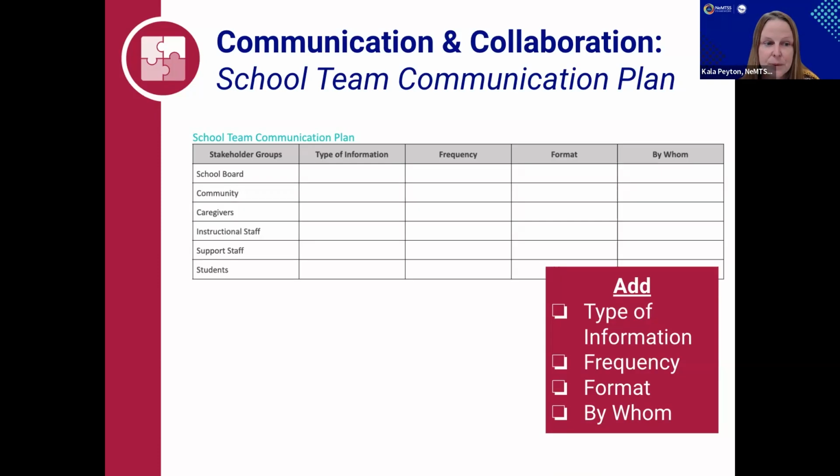of a system. Within this table in the CIP template, each school team would record their MTSS communication plan in terms of the types of information that will be communicated, the frequency in which that information is communicated, the format of communication, and the team member responsible for the messaging.